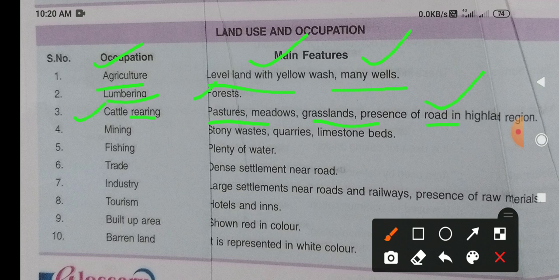Similarly, how can you ascertain that there will be mining activity? You see stony waste is there, quarries are there, limestones are there, all these are identification marks for the mining occupation. Similarly, fishing where there is plenty of water, trade where there is dense settlement, and large settlement means there may be industry. If hotels and inns are there, that is an indication of the tourism occupation.